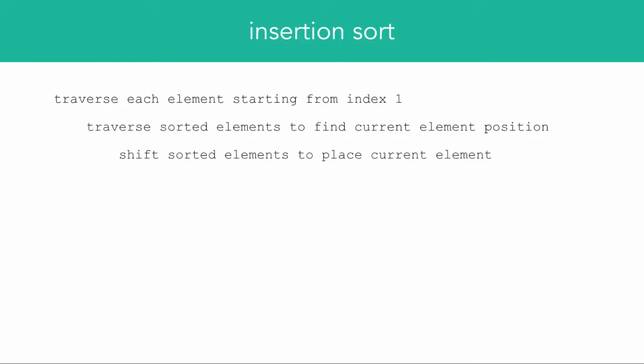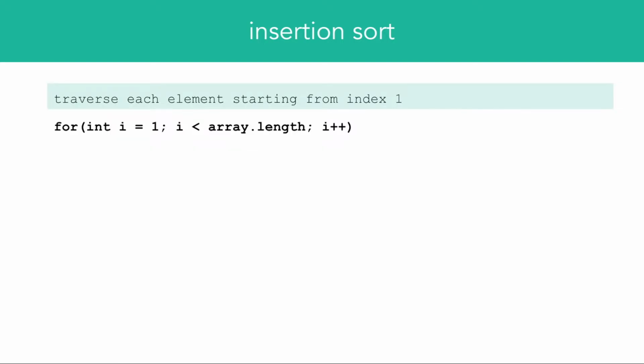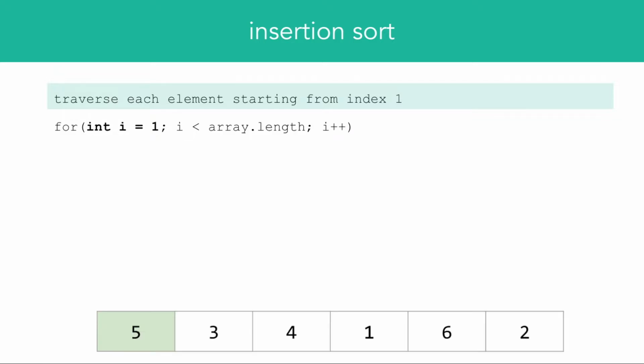The pseudocode for the sorting method is as follows. We need to traverse each element starting from index 1, then traverse all of the sorted elements from the left-hand side of the current index to find the correct element position, and shift sorted elements in order to place the current element. Let's dive deeper to see how we can write this out. First, let's focus on the initial traversal. We can write this out using a basic for loop traversal. In this case, we start at index 1 because index 0 is technically considered sorted because there are no other values to compare it to yet.